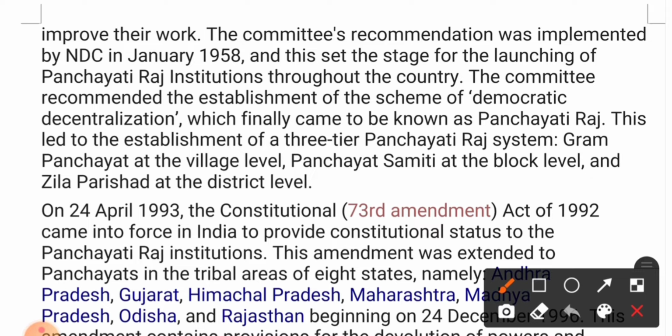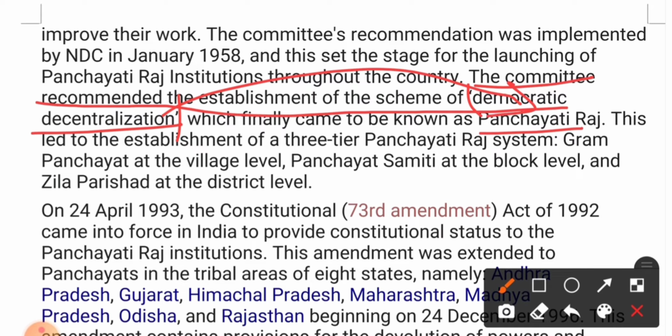The committee recommended the establishment of the scheme of democratic decentralization, which finally came to be known as Panchayati Raj. This led to the establishment of a three-tier Panchayati Raj system: Gram Panchayat at the village level, Panchayat Samiti at the block level, and Zila Parishad at the district level.